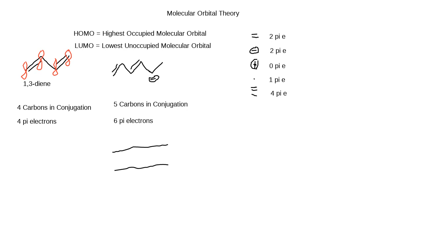So because there are 4, actually I can do the 5. Let me do the 4 carbon first. So let's start with the 4 carbons. Okay. And I'm going to label this 1, 2, 3, 4. And I also realize I can zoom in so I can make it easier for you guys.